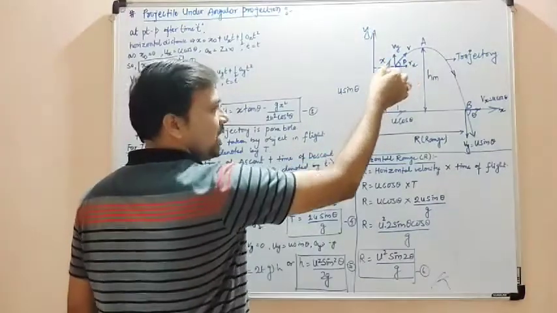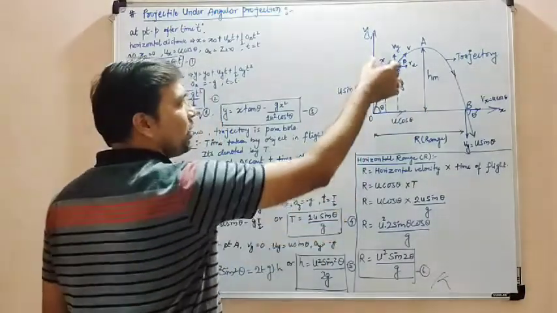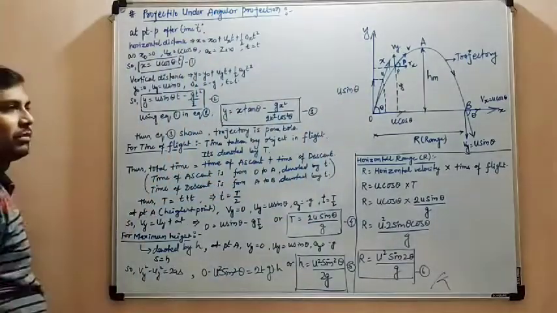This is the value of x of point P, that is, the coordinate of point P along x. This will be given by equation number 1.